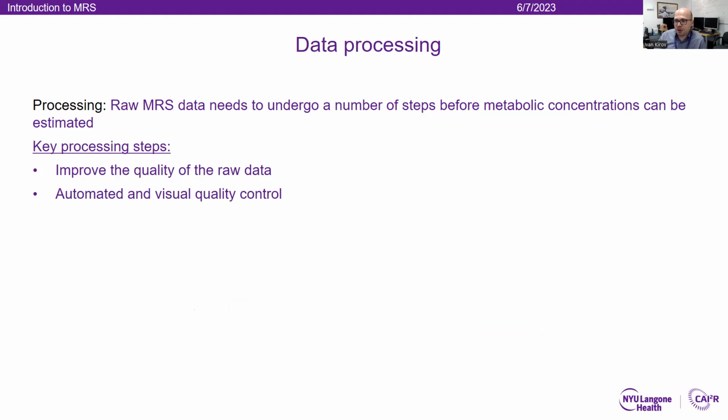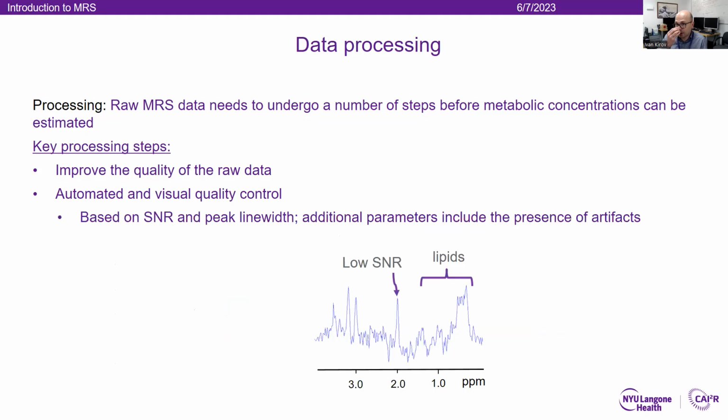The second step commonly is quality control. Quality control is usually automated and visual. It's usually based on established thresholds for SNR and peak line width. These two concepts I introduced in the last lecture as very key, and they are used to assess quality. Additional parameters include the presence or absence of artifacts.